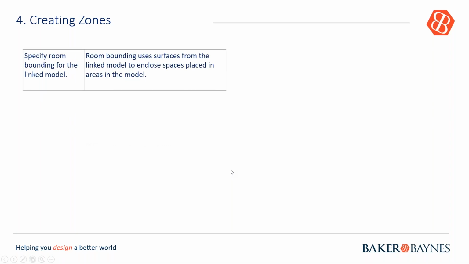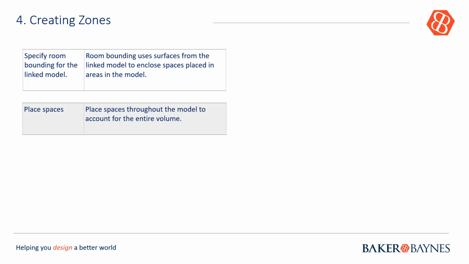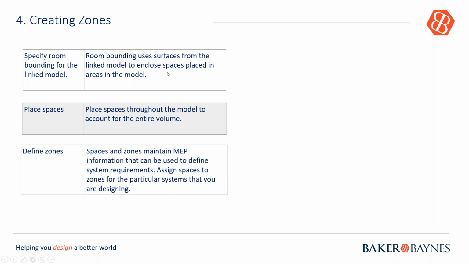The next thing we're going to look at is how to create zones. Now, let me just run you through it again. If you want to specify room bounding, the first thing we did was we specified room bounding for the linked model. The room bounding uses the surfaces from the linked model to enclose spaces placed in areas in the model, right? Then we place the spaces. We place these spaces throughout the model to account for the entire volume. And now what we're going to do is define various zones. Spaces and zones maintain MEP information that you can use to define your system requirements.